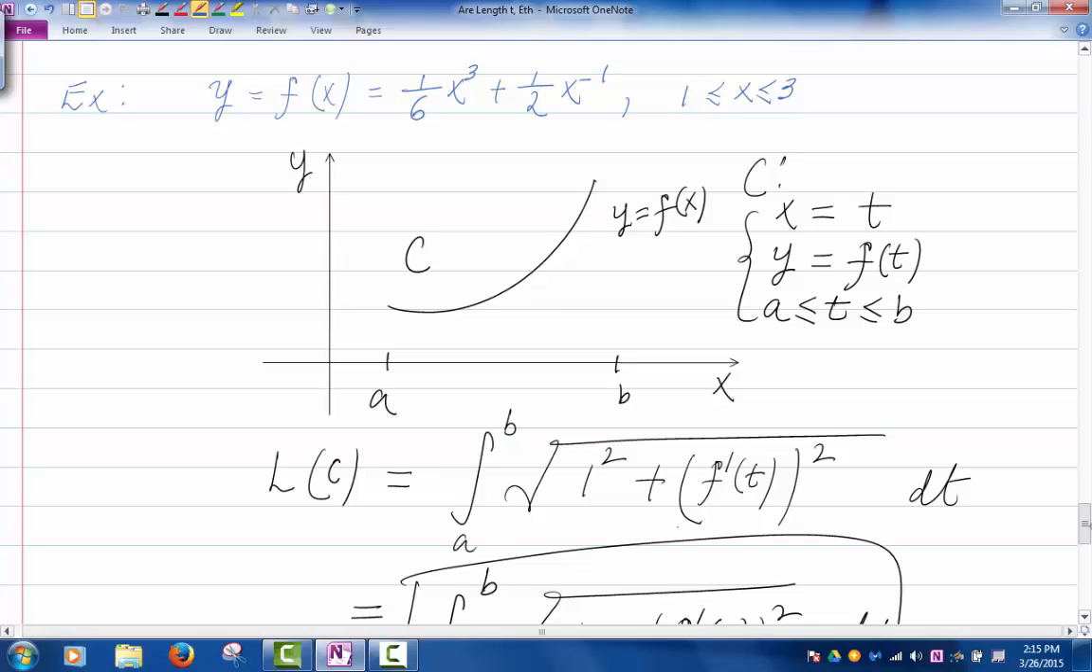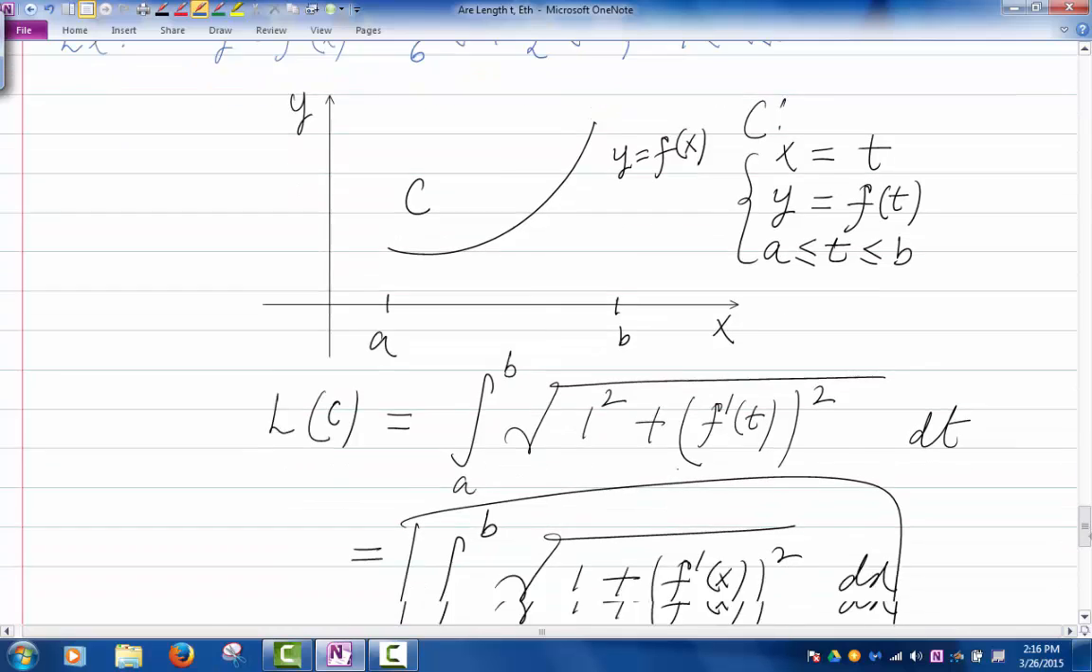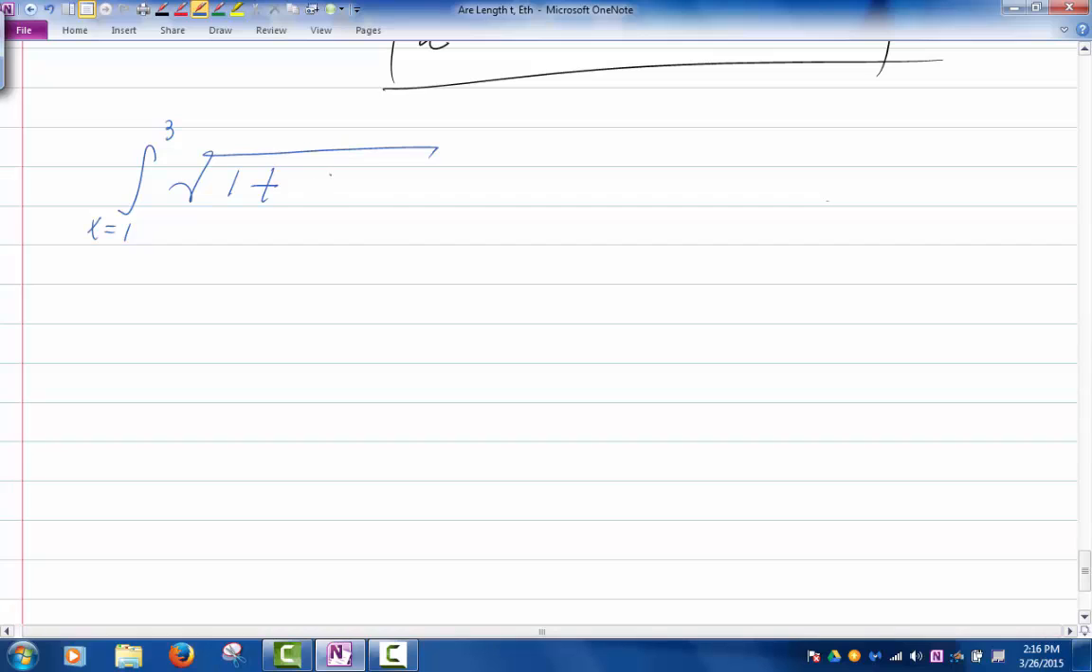Half of x squared minus half x to the negative 2, right? You agree? I'm going to get half x squared, and then what's the derivative of half x to the negative 1? The derivative of half x to the negative 1 would be negative half x to the negative 2. So what am I getting? I'm getting half x squared minus half x to the negative 2, and I'm going to get the square of that and dx. So that would be the length.